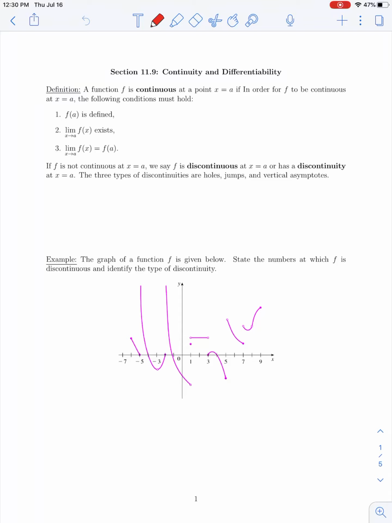Okay, in today's lecture, we're going to cover the section 11.9 material on continuity and differentiability. And we've already dealt with the concept of continuity and differentiability a little bit in this course, but we haven't seen the formal definition of continuity.